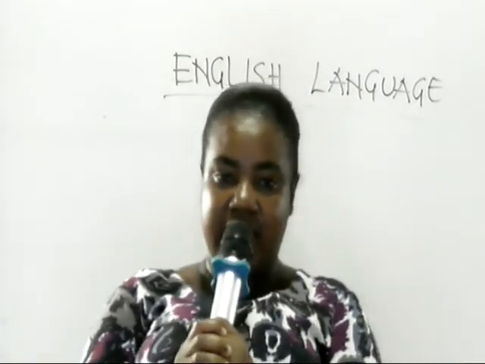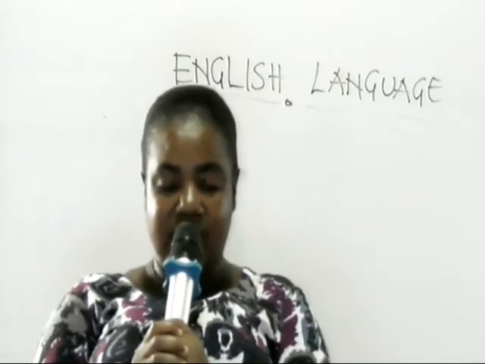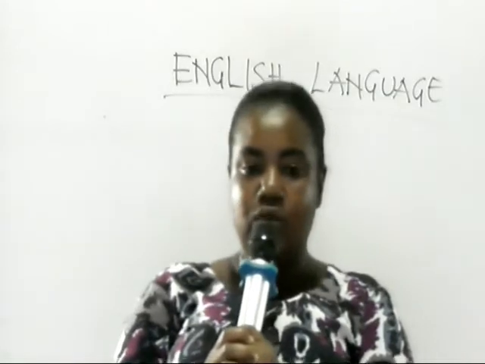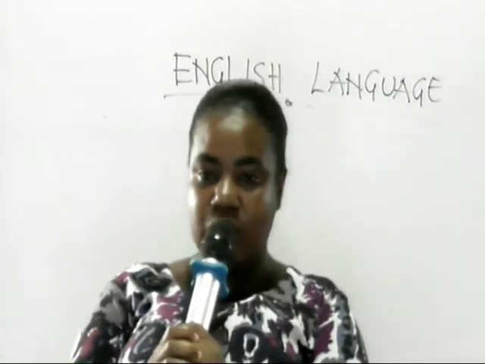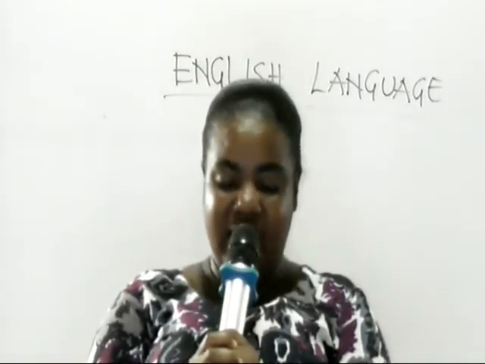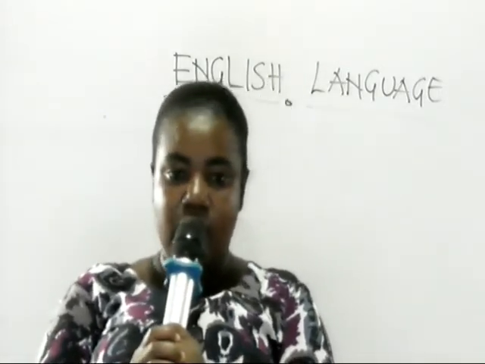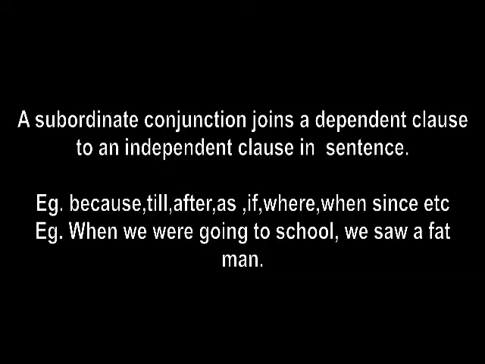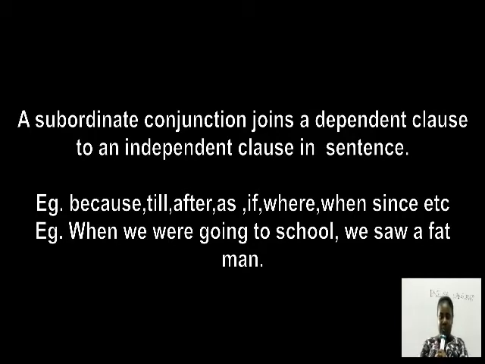As in the example I gave earlier, some clauses can stand alone, and some clauses cannot stand alone. So the clauses that can stand alone are independent clauses, and clauses that cannot stand alone are dependent clauses. Under subordinating conjunction, we hereby give the definition. A subordinating conjunction joins a dependent clause to an independent clause in a sentence.